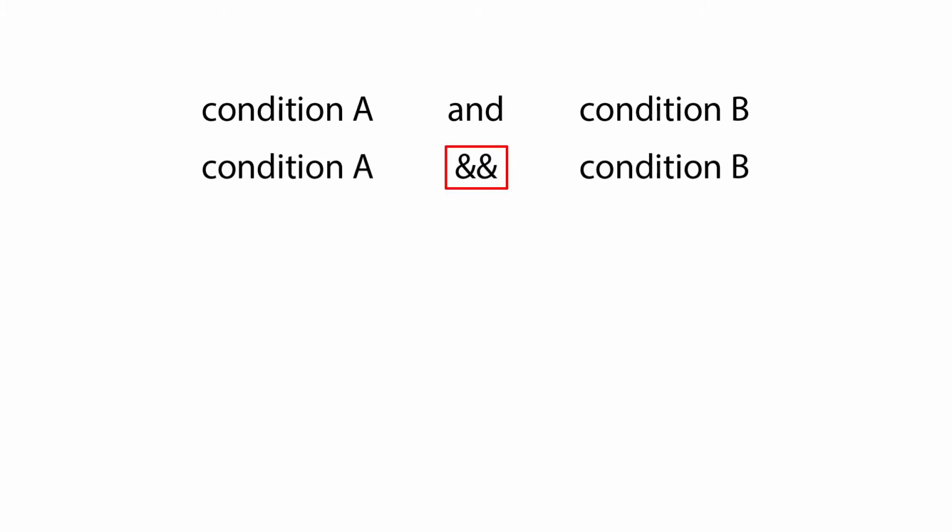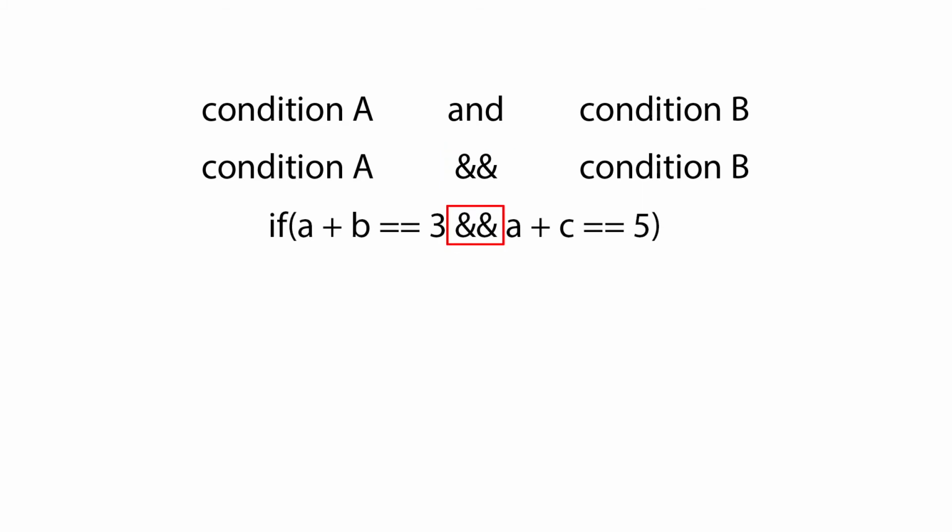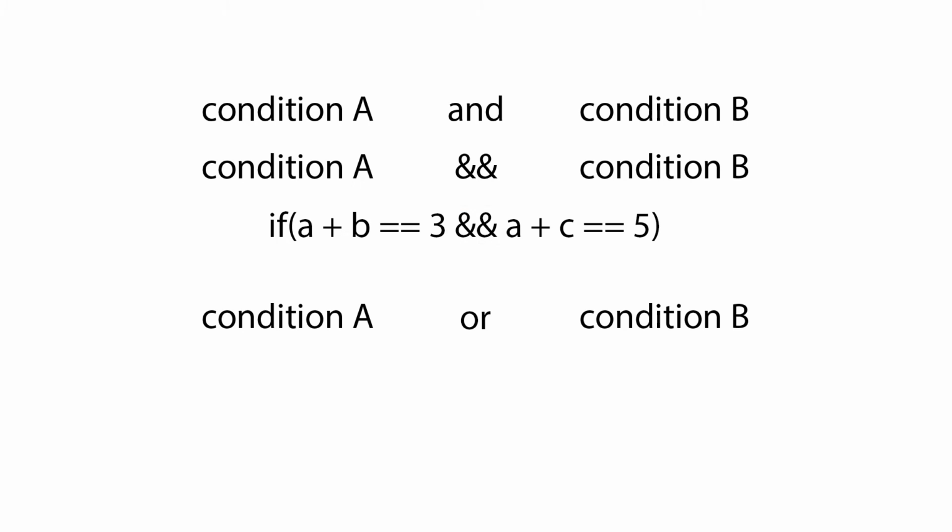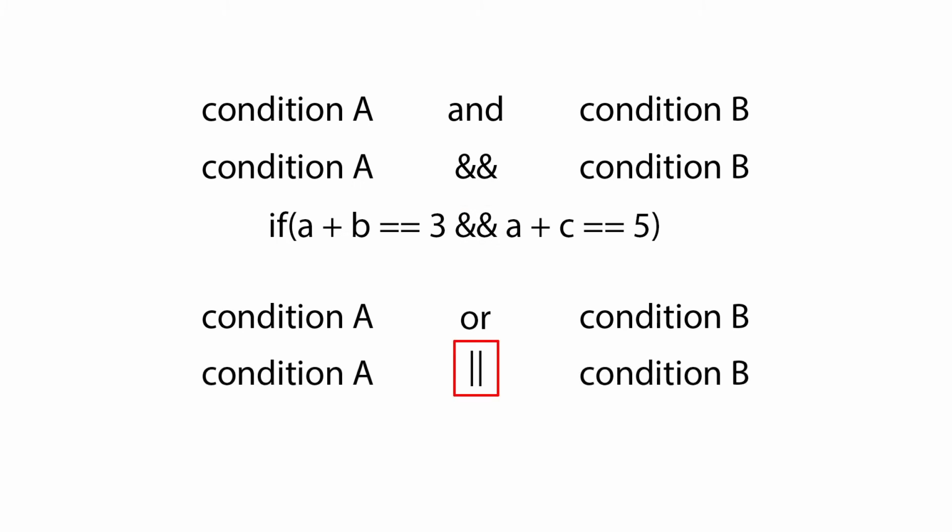There are scenarios where we want to check if more than one condition is met. To do this, we use this symbol. So in this case, we put down the condition like this. On the other hand, if we want to check if one of those conditions is met, we use this symbol. So we put down our statement like this.